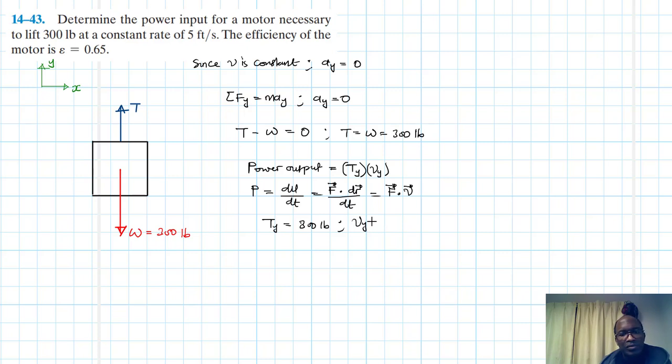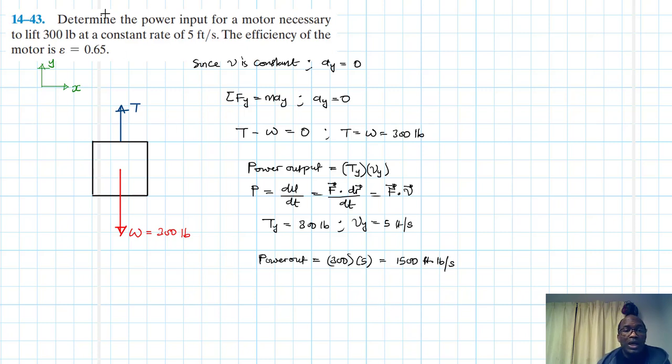So our T_y, we said, is 300 pounds, and our v_y is 5 feet per second. And therefore our power output is T_y, 300, times 5, and this we just get 1500 foot-pounds per second.